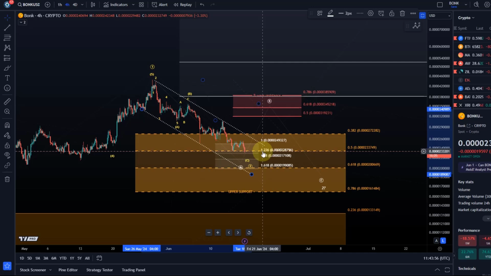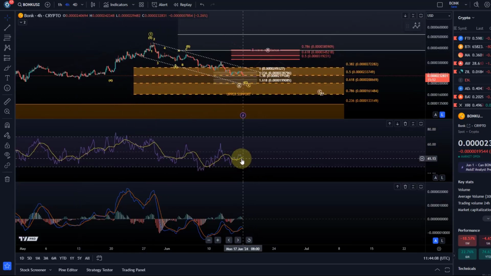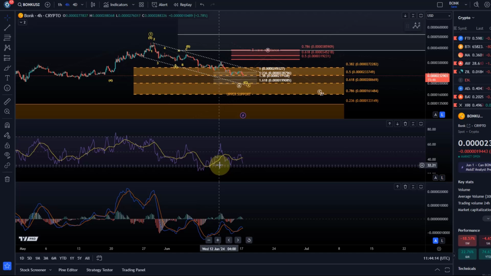Surely there could be a fake out, but we come from a position of a possible A wave pullback or a wave 2 pullback, and it's quite a deep pullback. In terms of the indicators, the 4-hour RSI is not oversold yet, but it was already oversold, and we're starting to see those bullish divergences on the RSI and the MACD.